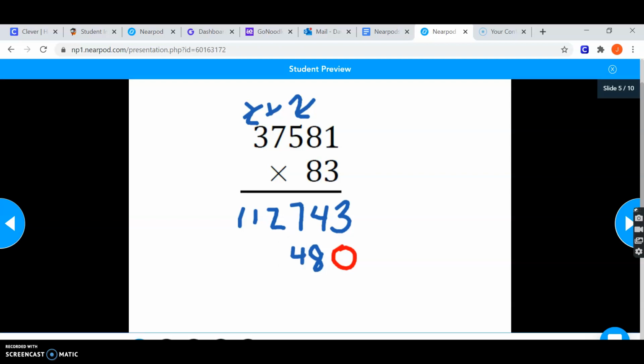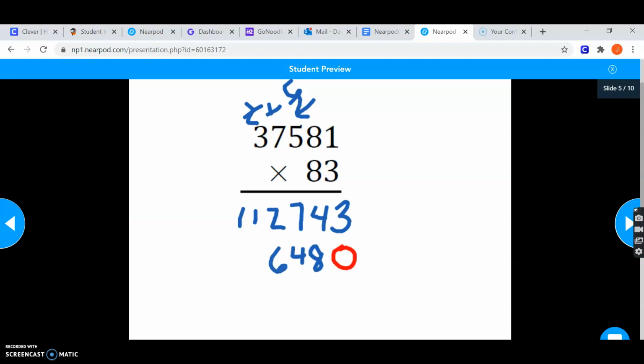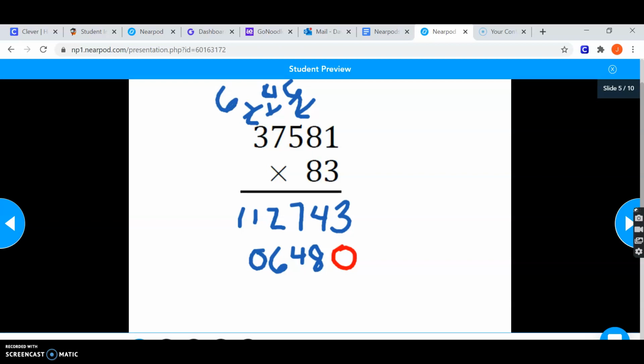My 4 at the bottom, regroup my 6 over that 5. 8 times 5 is 40, plus 6 is 46. Regroup that 4 above the 7. 7 times 8 is 56, plus 4 is 60. Regroup that 6 above the 3. And then we have 8 times 3, which is 24, plus 6, which is 30.